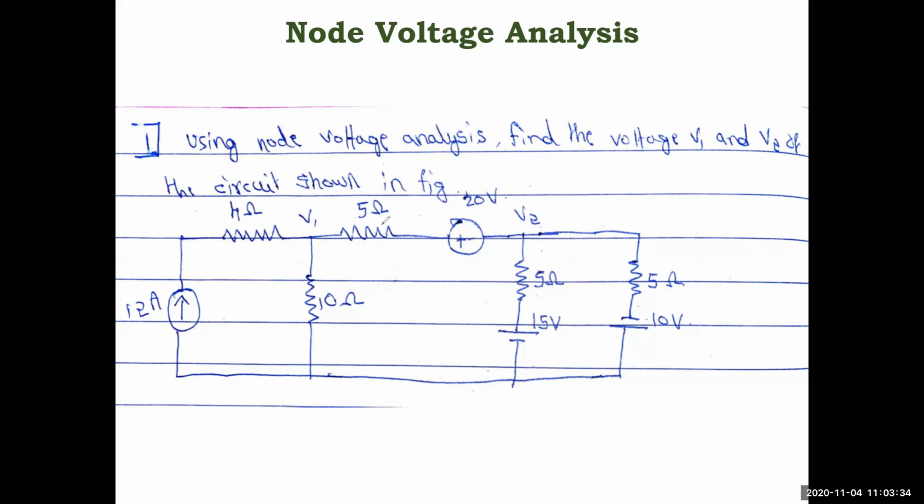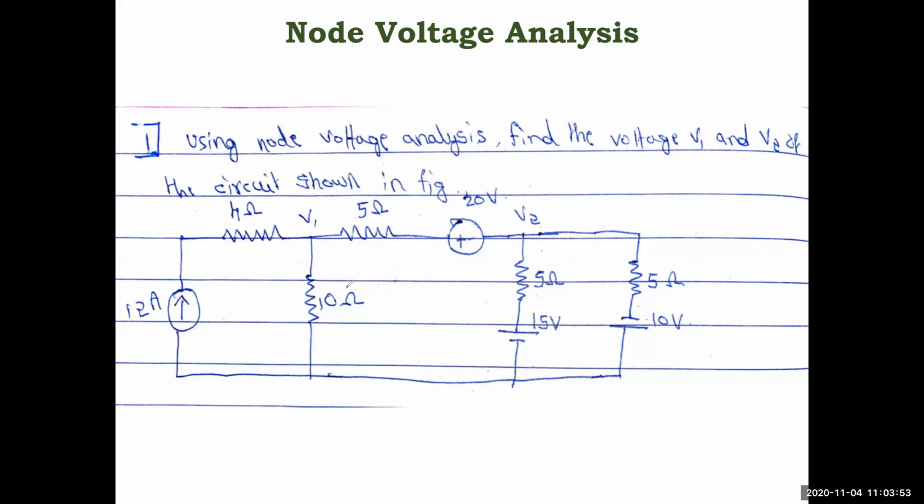Why? See here, there is a 12 amp source in series with a resistance. This is a trivial element, right? Any element in series with a current source is a current source itself, right? We have learned that. So this resistance is just an additional one, and you can remove it in simplification.